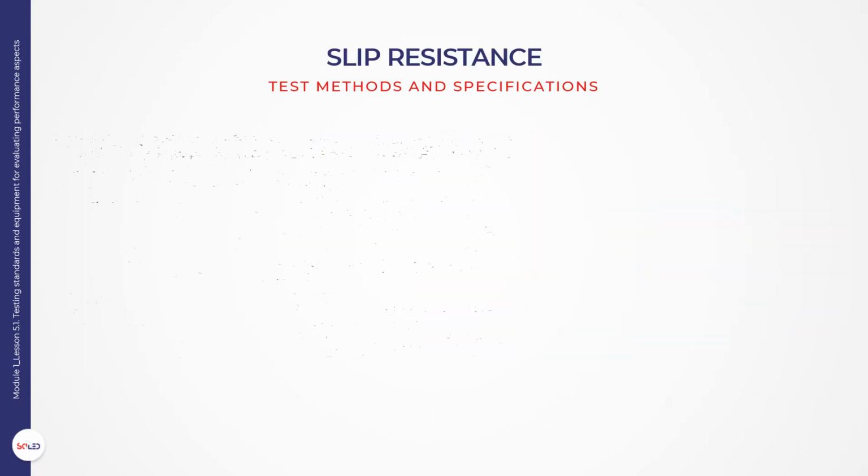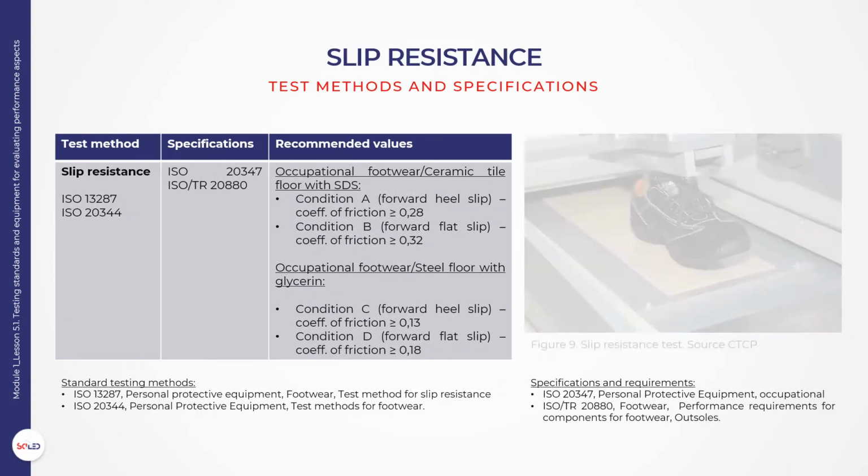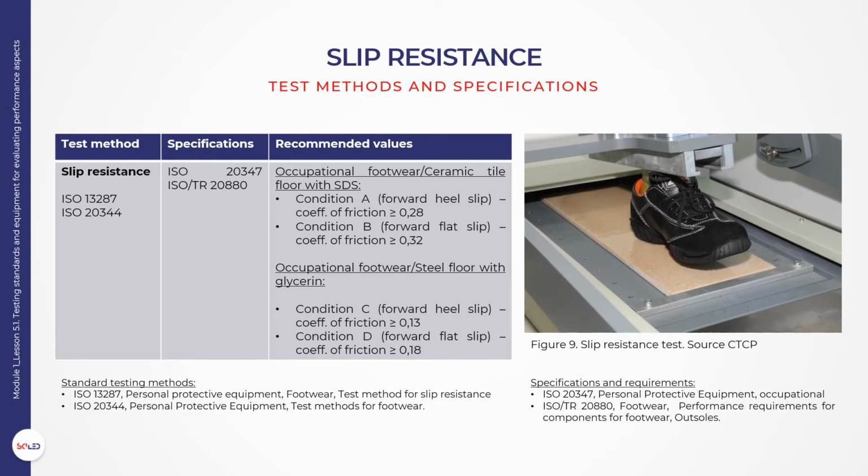The recommended values for occupational footwear on ceramic tile floor with SDS are as follows. Condition A, forward heel slip, the coefficient of friction shall be greater than or equal to 0,28. Condition B, forward flat slip, the coefficient of friction shall be greater than or equal to 0,32. In the case of occupational footwear on steel floor with glycerin, condition C, forward heel slip, the coefficient of friction shall be greater than or equal to 0,13. Condition D, forward flat slip, coefficient of friction shall be greater than or equal to 0,18.